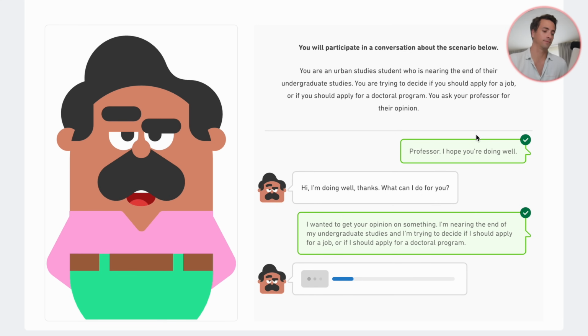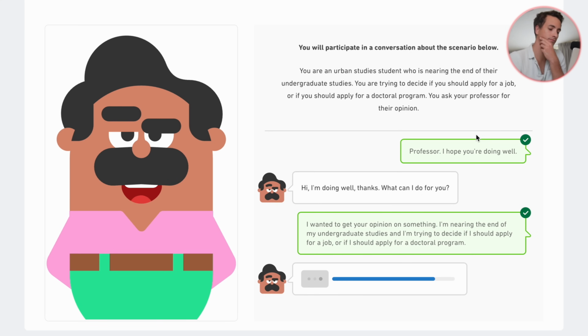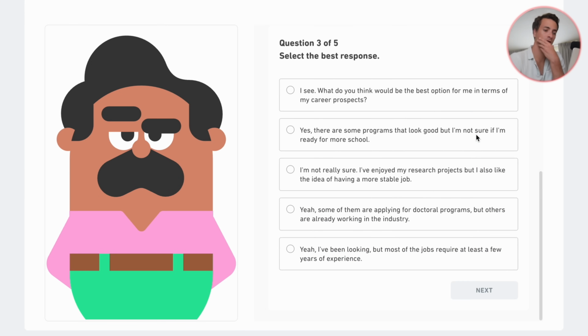That's a tough decision. Have you been looking at jobs in the field that you're interested in? Yes, I've been looking, but most of the jobs require at least a few years of experience. So this one is correct, but be careful because this one sounds correct, but it's about programs, not jobs, right? So this one would be correct.